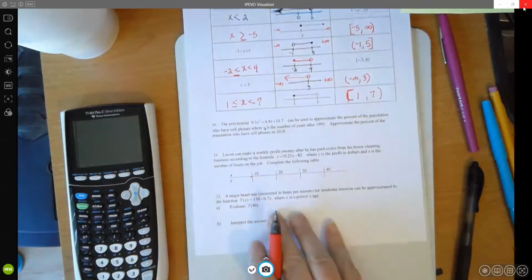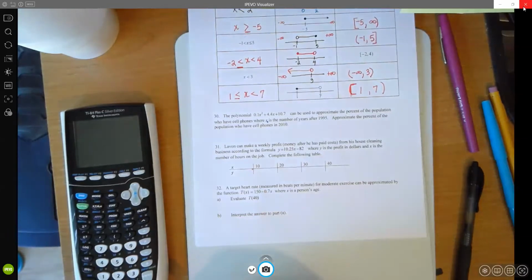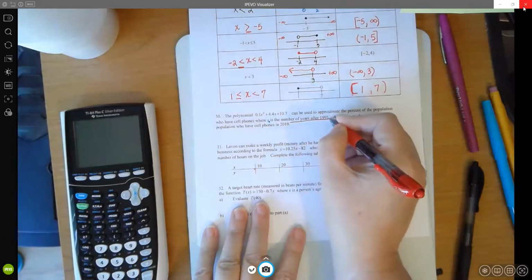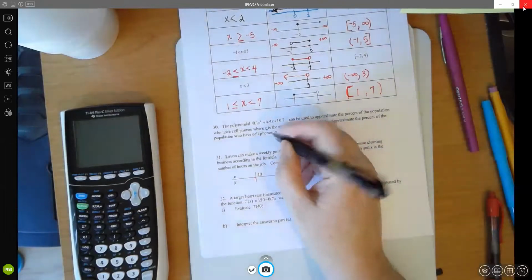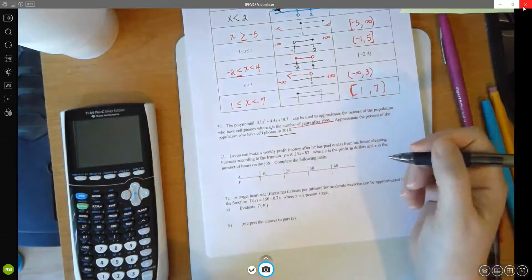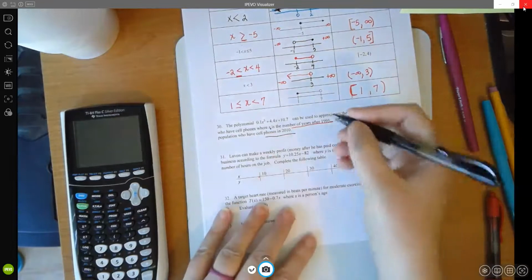Okay, now let's switch gears and go to number 30. The polynomial 0.1x squared plus 4.4x plus 10.7 can be used to approximate the percent of the population who have cell phones, where x is the number of years after 1995. Approximate the percent of the population that have phones in 2010. Okay, so we have the number of years after 1995, and we want to approximate the percent in 2010.